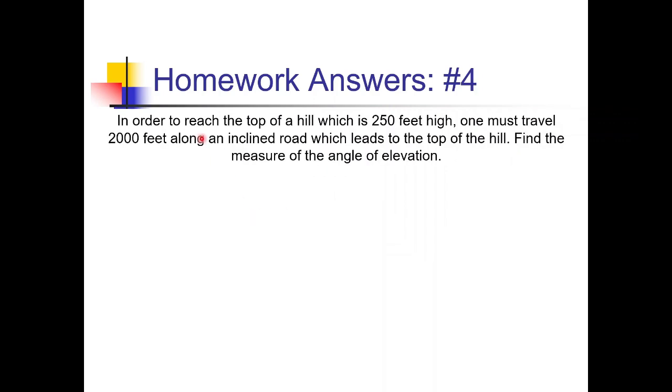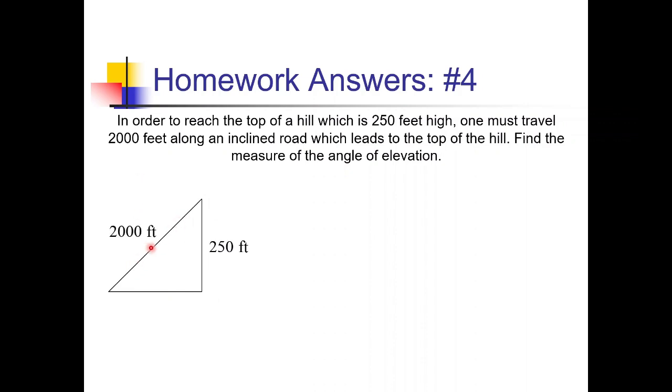For this one, in order to reach the top of a hill, which is 250 feet high, one must travel 2,000 feet along an inclined road which leads to the top. We want to find the measure of the angle of elevation. So elevation, let's do a right side up triangle here. Our hill, this is the top of the hill, and this is the road we're traveling on to get to the top. So this is 250 feet above the base here.